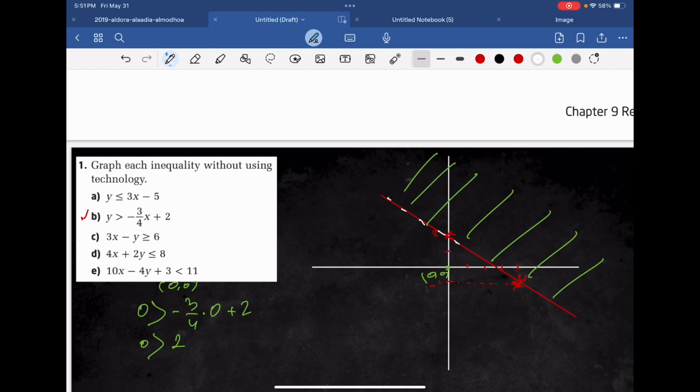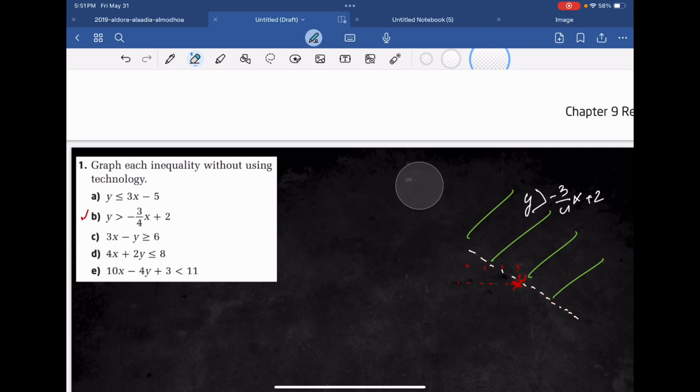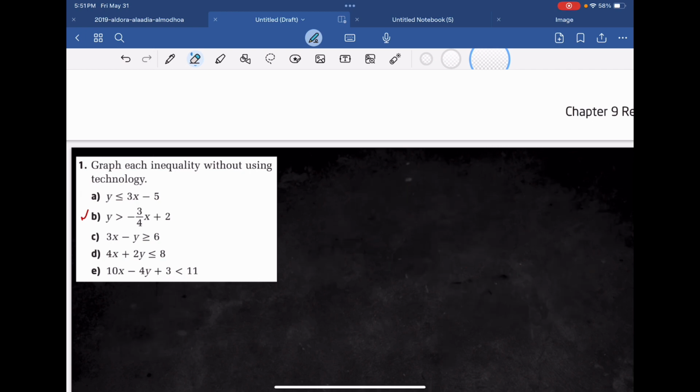Okay, so this will be a dashed line. This is the correction. So we can write your equation here. So this is y greater than minus 3 over 4x plus 2. Good. The same thing you can do with this question, this one, and this one. It's the same strategy.